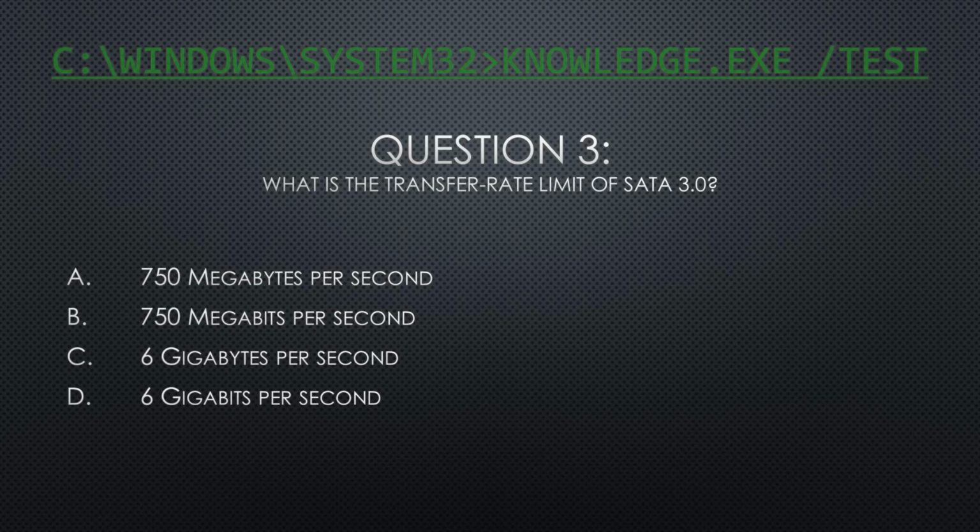Question number 3. What is the transfer rate limit of SATA 3.0? A. 750 megabytes per second. B. 750 megabits per second. C. 6 gigabytes per second. And D. 6 gigabits per second. Here we have two correct answers, A and D. Remember, 1 byte equals 8 bits, so 6 gigabits equals exactly 750 megabytes.